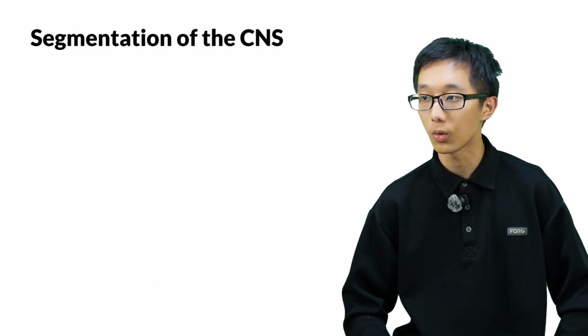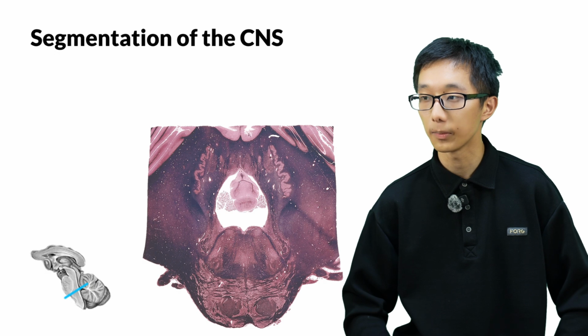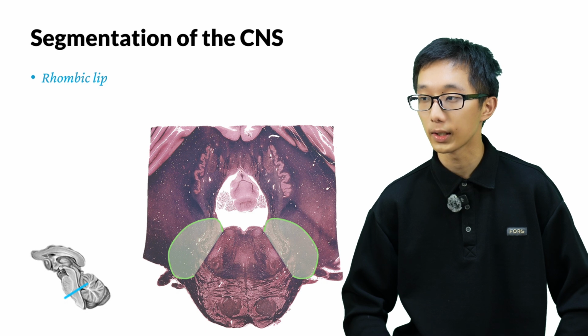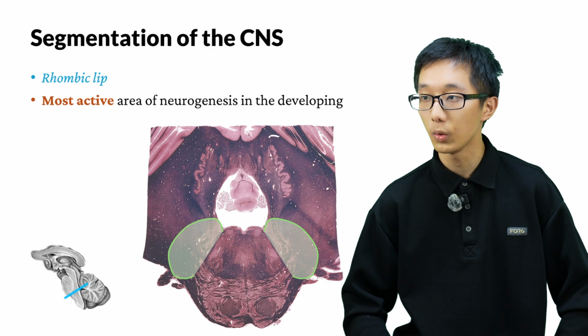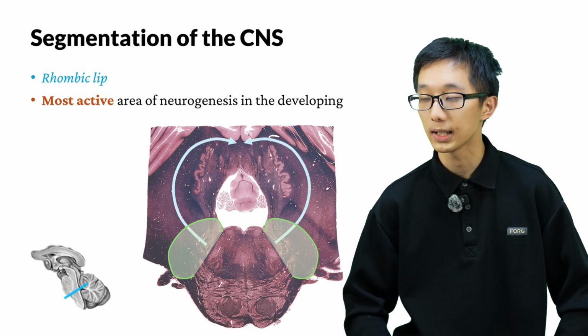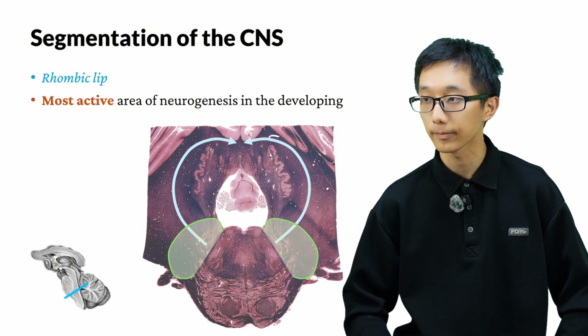Before we get to the spinal cord, let's take a look at the cerebellum. At the dorsal side of R0 and R1, we have a structure called the rhombic lip. During development, the rhombic lip provides a lot of new neurons. It is the most active area of neurogenesis in the developing brain. The neurons here migrate towards the back and towards the midline, and form the whole cerebellum.